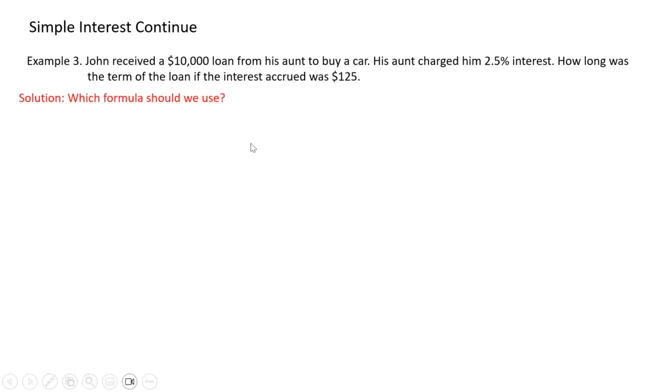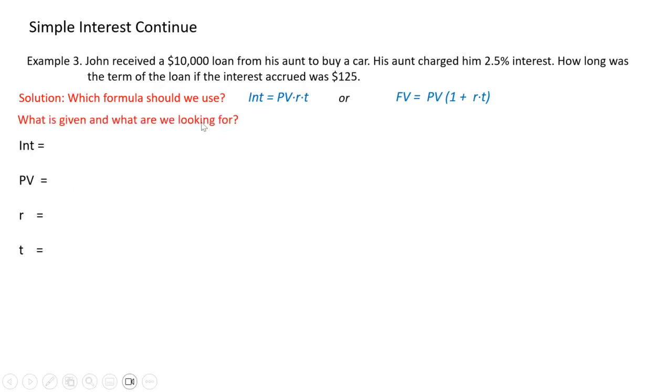Okay, so for this one, this is the formula that we'll be using, which is this one here, because the interest accrued is my I. You see, on the second formula, which is the future value, there's no I there, so we have to use this one here. Again, what are we looking for? We're looking for how long was the term of the loan, so how long means time.